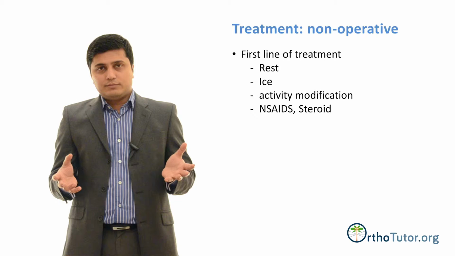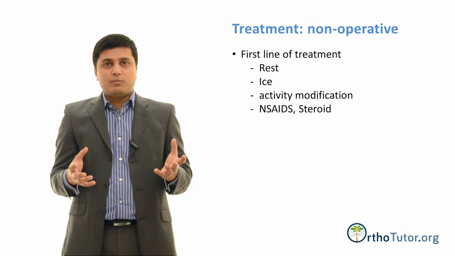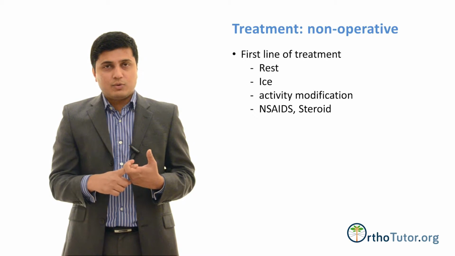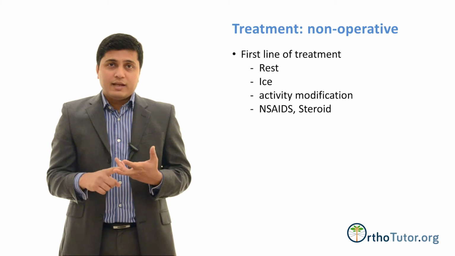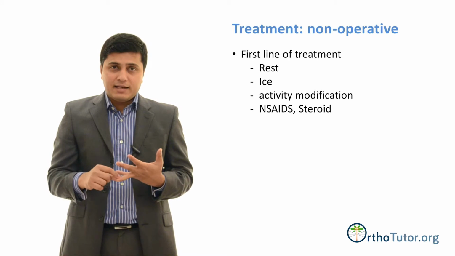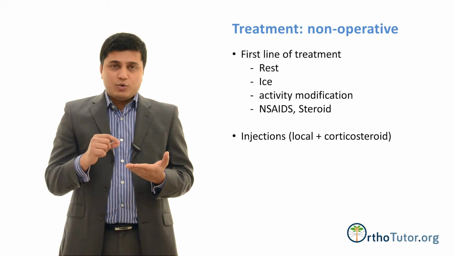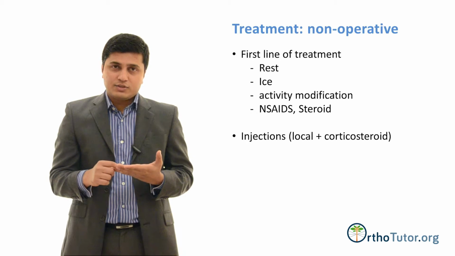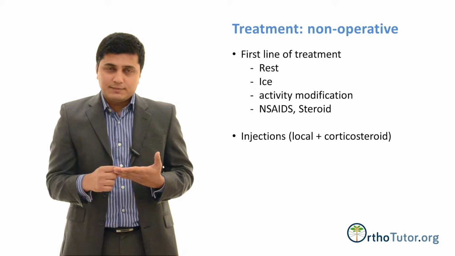So once you have diagnosed a patient with subcoracoid impingement, how do you treat them? Certainly, you start with non-operative measures. You start with asking the patient to rest the shoulder, avoid the activities that will increase the pain, and take anti-inflammatory medication. You can request an ultrasound guided injection for the subcoracoid space.